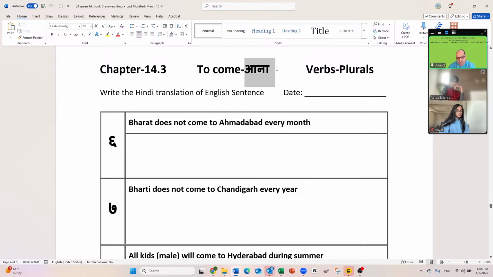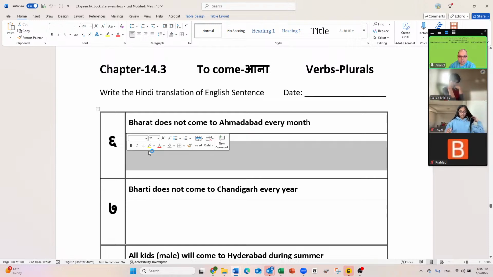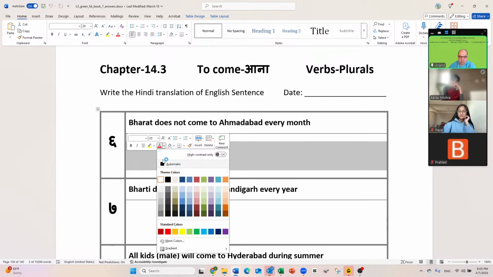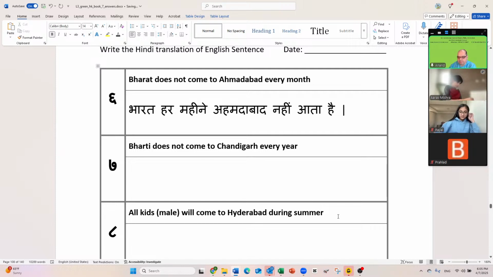So now what is the ta form of the verb ana? आता. So now use aata and give me the sentence again. भारत हर महीने अहमदाबाद नहीं आता है. Okay. But what does it say? Bharat does not. So नहीं आता है. भारत हर महीने अहमदाबाद नहीं आता है. So go and write it down.